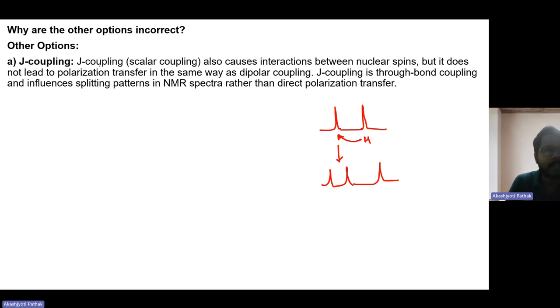But in case of polarization transfer, there is no splitting observed. Rather, there is only a change in the intensity of the nuclei in which the dipolar coupling exists. So the intensity signal will either increase or decrease, but no splitting of the peak is seen in case of NOE.